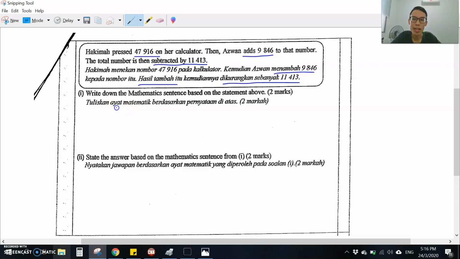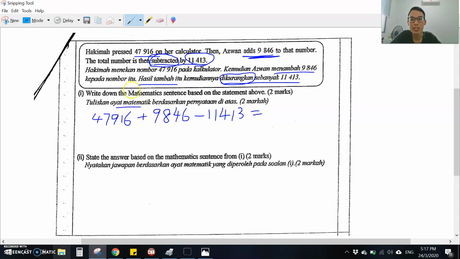So your ayat mathematic will be 47,916, adds, so you have to plus 9,846 and then you have to subtract. Subtract means minus. Or you read the Bahasa, dikurangkan. So dikurangkan, you have to minus, tolak. Minus this number, 11,413. So this is your mathematics sentence.